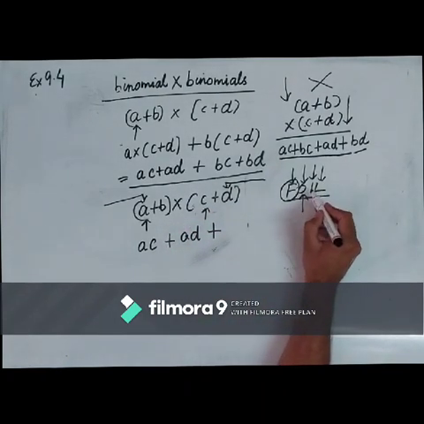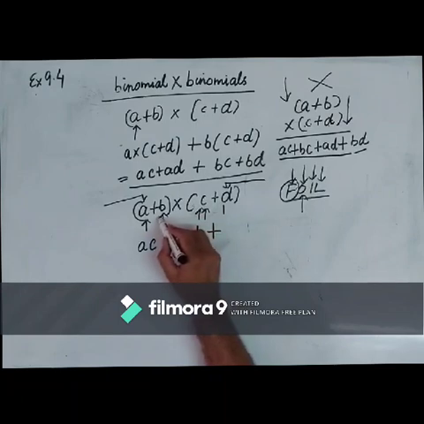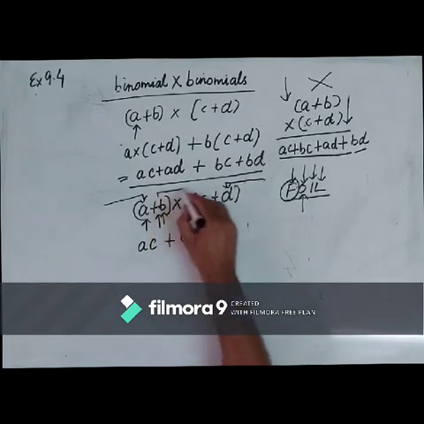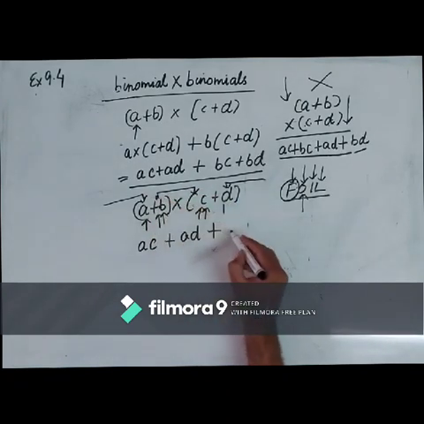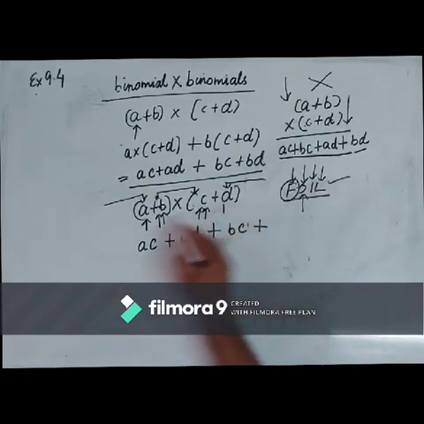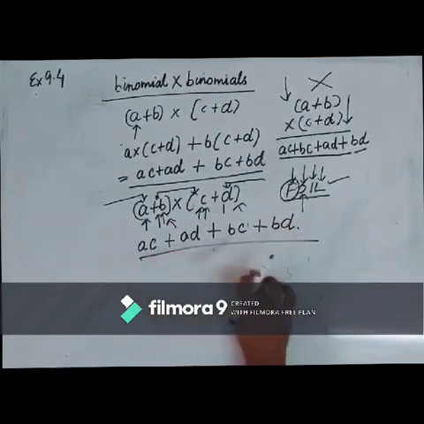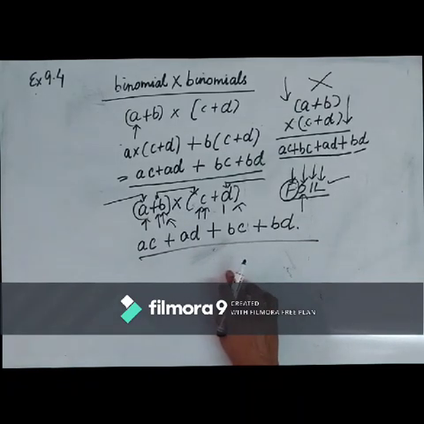Then I stands for inner side. These are two inner side terms. B and C are inner side terms. So we have BC, and plus L means in the binomial the last terms. So this is BD. So this is another method of doing multiplication.